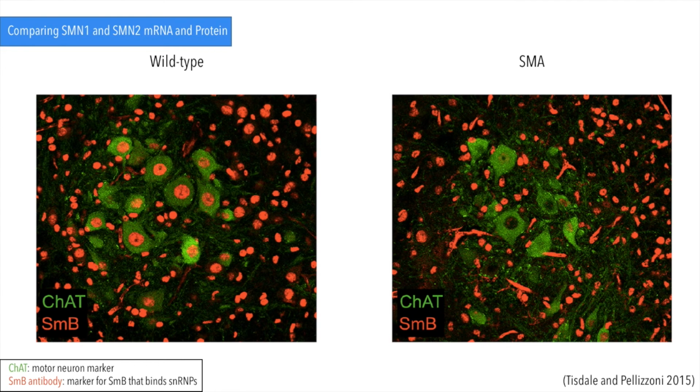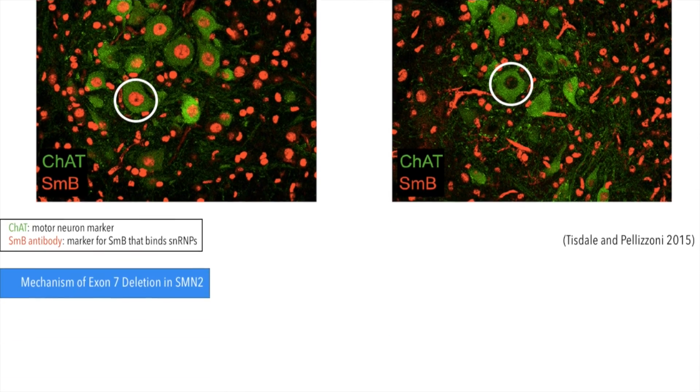Here we have a mouse model of SMA. Motor neurons are labeled in green, and SNRPs are labeled in red. As SMN proteins are necessary for the assembly of SNRPs, we see that in mice with SMA, there is a lack of SNRPs in motor neuron nuclei. This results in splicing deficiencies of important genes necessary for motor neuron survival.